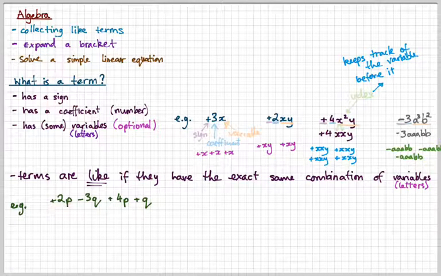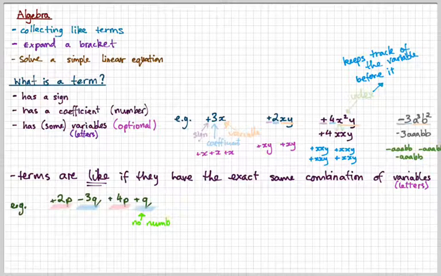Now that you've circled the terms, let's talk about the like terms. So they're like if they have the exact same combination of variables. So the ones with just a p in are like. So this plus 2p and this plus 4p, they are like terms. This minus 3q and this plus q are also like terms because they have the exact same combination of letters, just q's and p's.